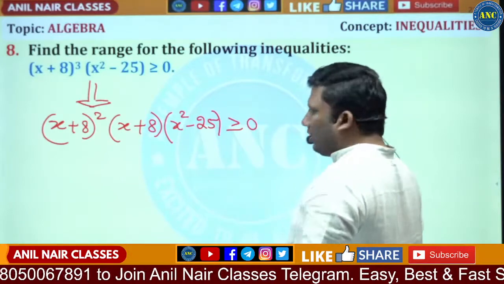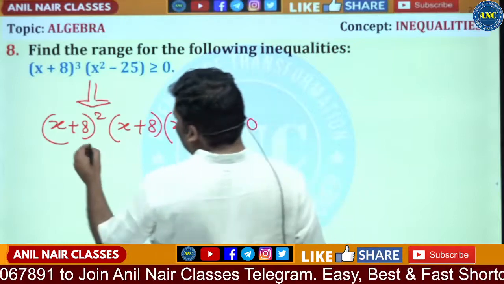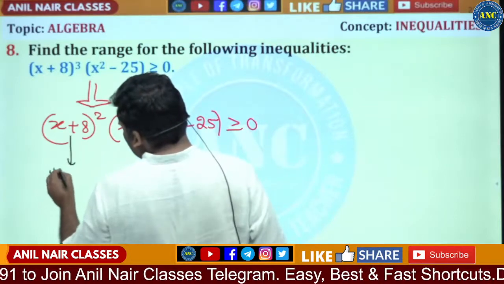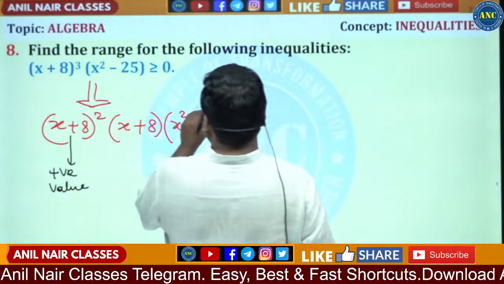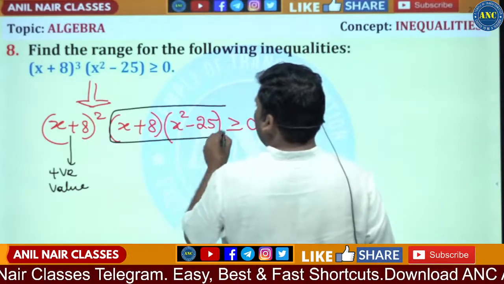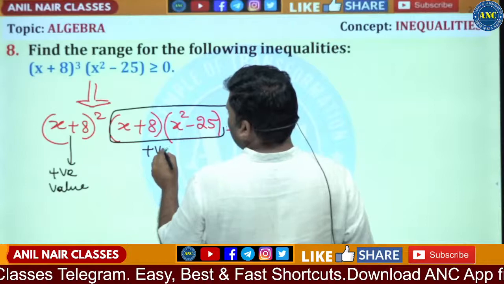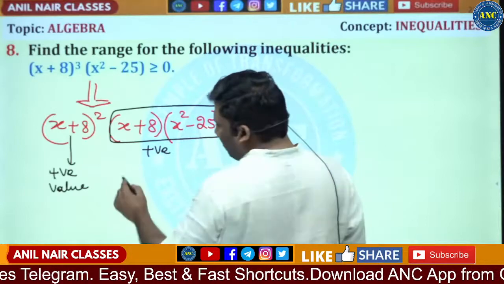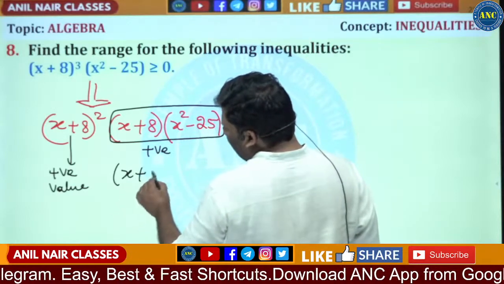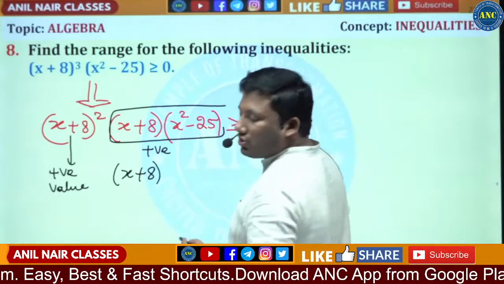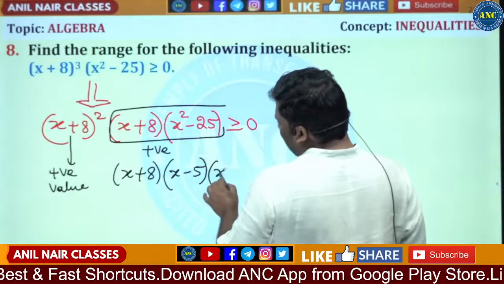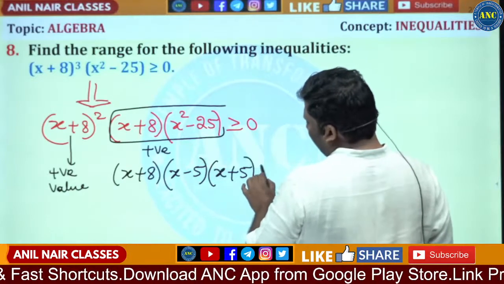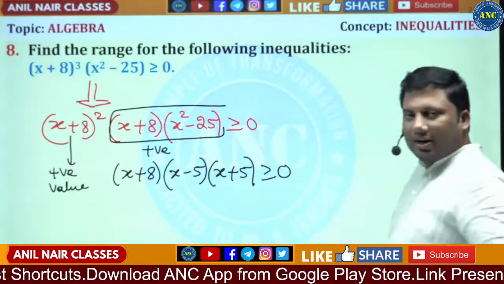Greater than or equivalent to 0. This is a square function. Square means it is always a positive value. This entire function should be positive. (x + 8)(x² − 25) ≥ 0. a² − b² is (a − b)(a + b). It is greater than or equivalent to 0.